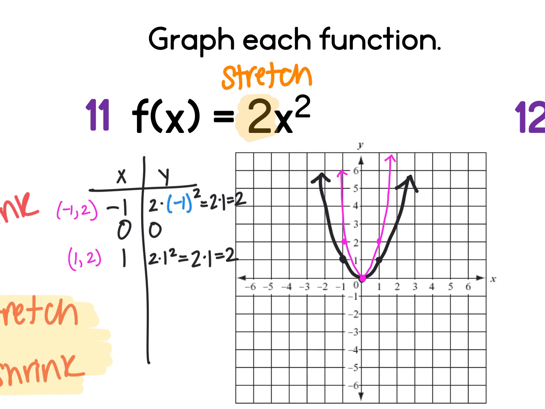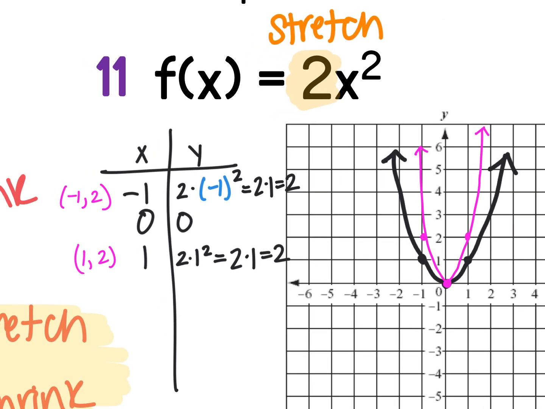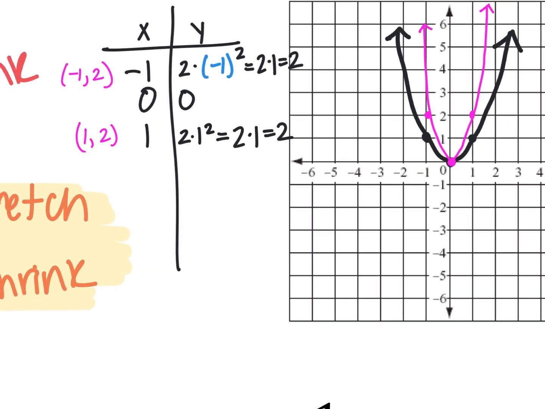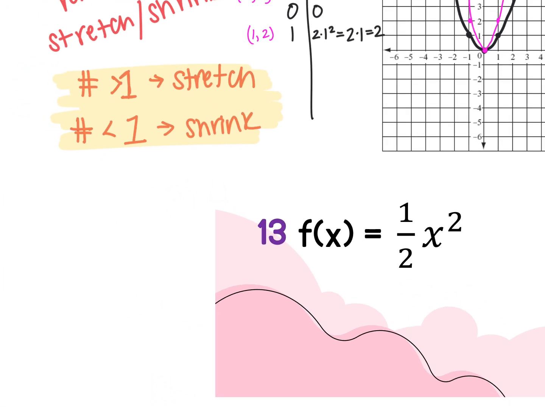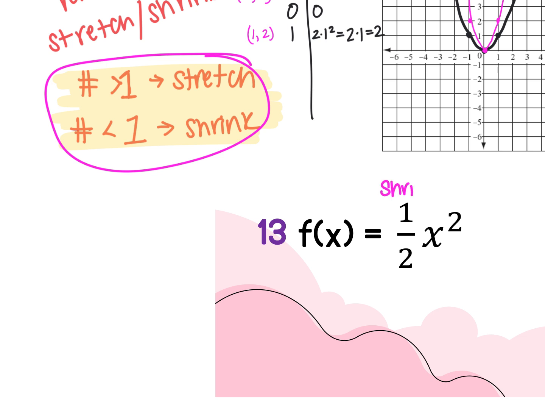Now let's go ahead and look at the next one, number 13. So same thing. Again, this is key. You have to remember this. Looking at the number in front of my variable, is this a shrink or a stretch? This is a shrink because I have that 1/2 there. So yes, this is a shrink, and I'm still going to do the same thing.